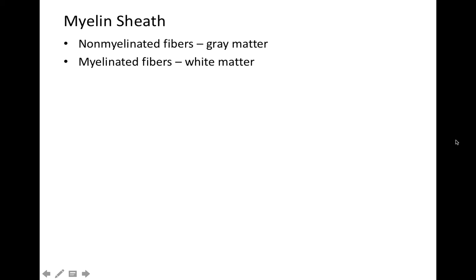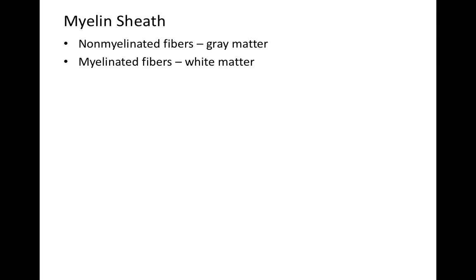So let's talk about the myelin sheath here. The myelin sheath is what differentiates gray matter from white matter. If you are looking at nervous tissue, oftentimes you can just visually, with your eyes, no microscope, see where there's gray matter and where there's white matter. The difference is myelination. Anything that is non-myelinated is going to be considered gray matter. Dendrites, cell bodies, and non-myelinated axons are gray.